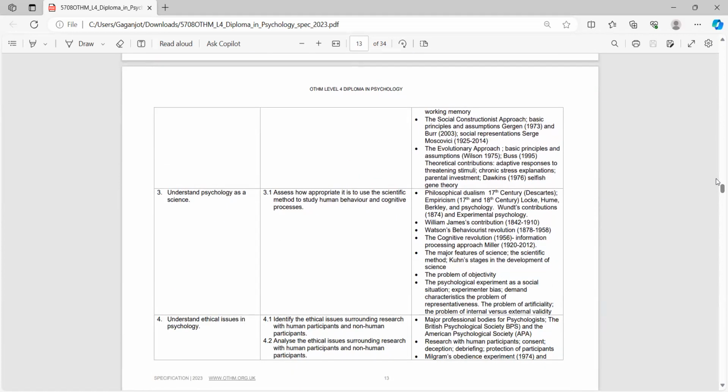We are going to understand psychology as a science. The learner will be able to assess how appropriate it is to use the scientific method to study human behavior and cognitive processes.